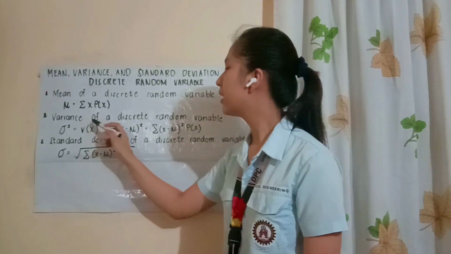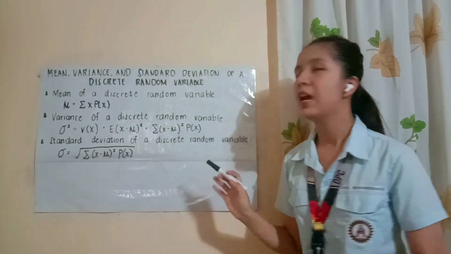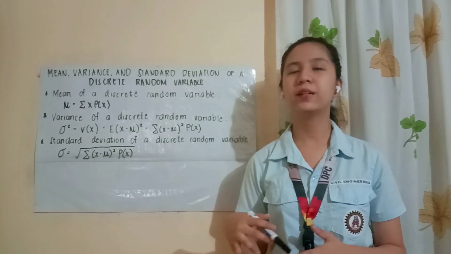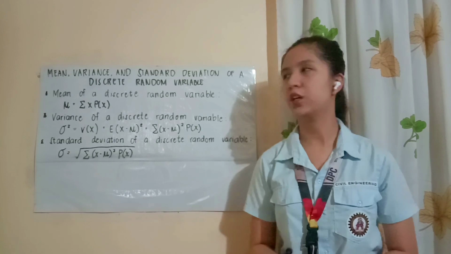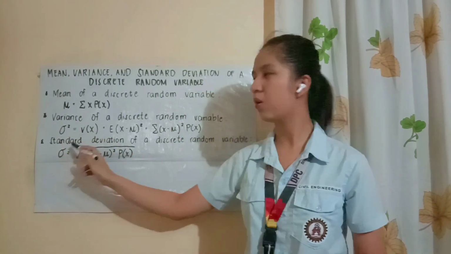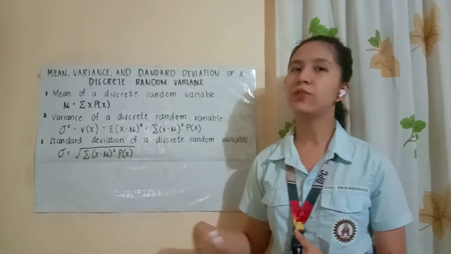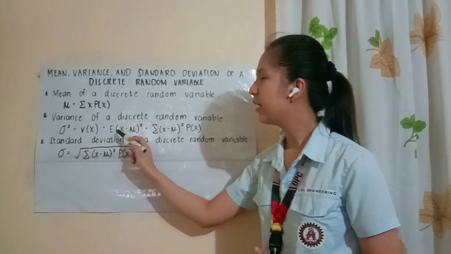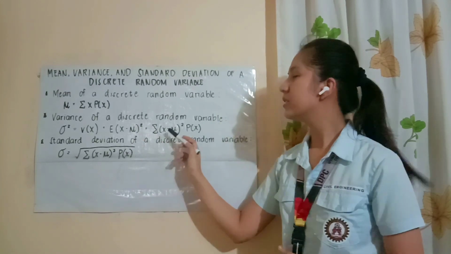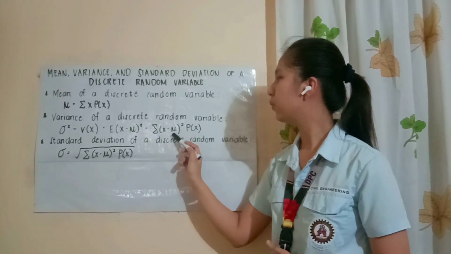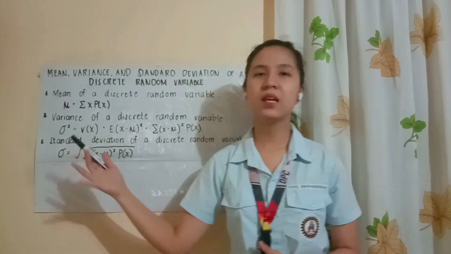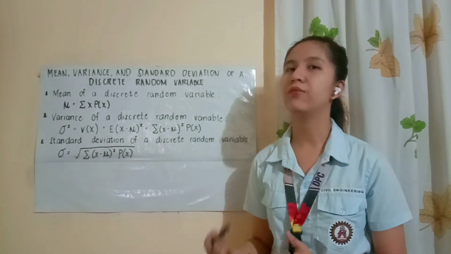Next one, we have the variance of a discrete random variable. The variance is the measure of the dispersion or variability in the distribution. So variance is denoted by the symbol sigma squared or V of x. The formula is E times (x minus mu) quantity squared, or summation of (x minus mu) quantity squared times p of x. Variance is also called the population variance.